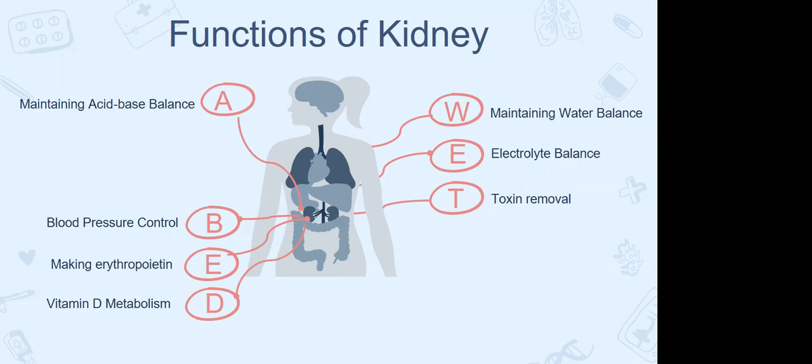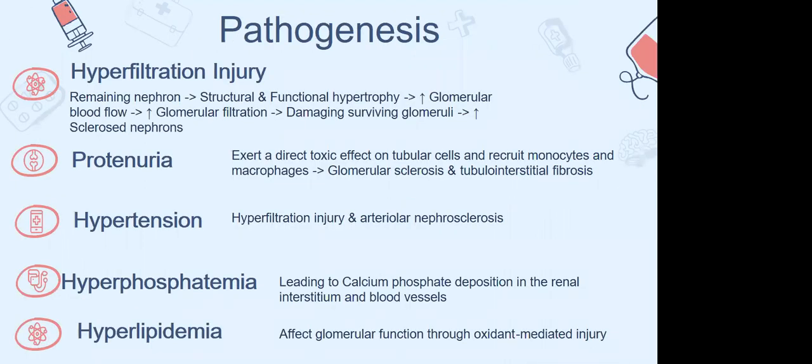So B, bag. B, control of the blood pressure. E, making erythropoietin hormone to make our red blood cells in the bone marrow. And the last one is vitamin D metabolism. So what happens when our kidney cannot do all of this? When there is a lot of pathology inside it, such as hyperfiltration injury, proteinuria, hypertension, hyperphosphatemia, and hyperlipidemia, it can cause a lot of complications next.